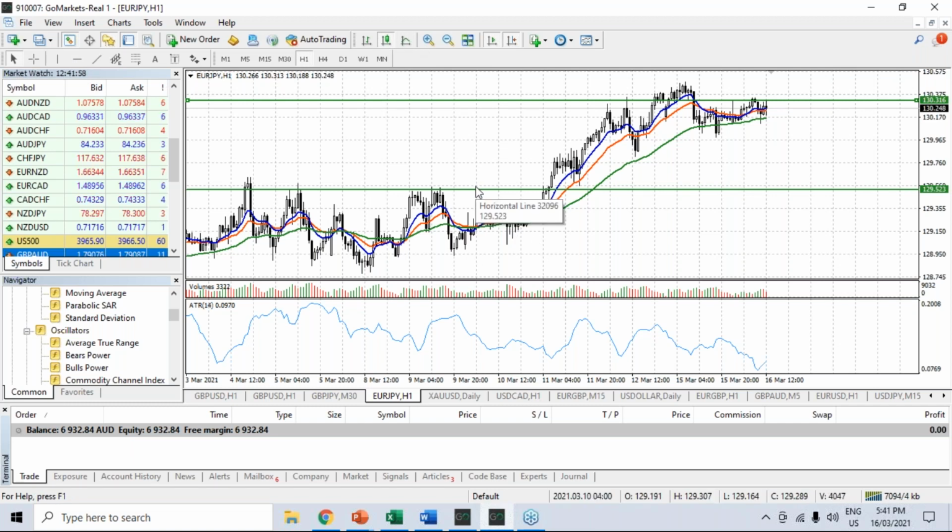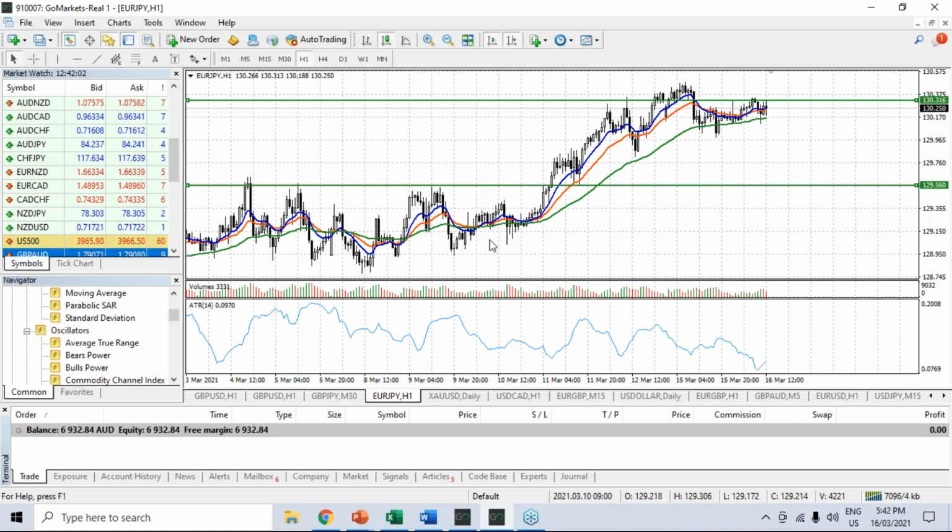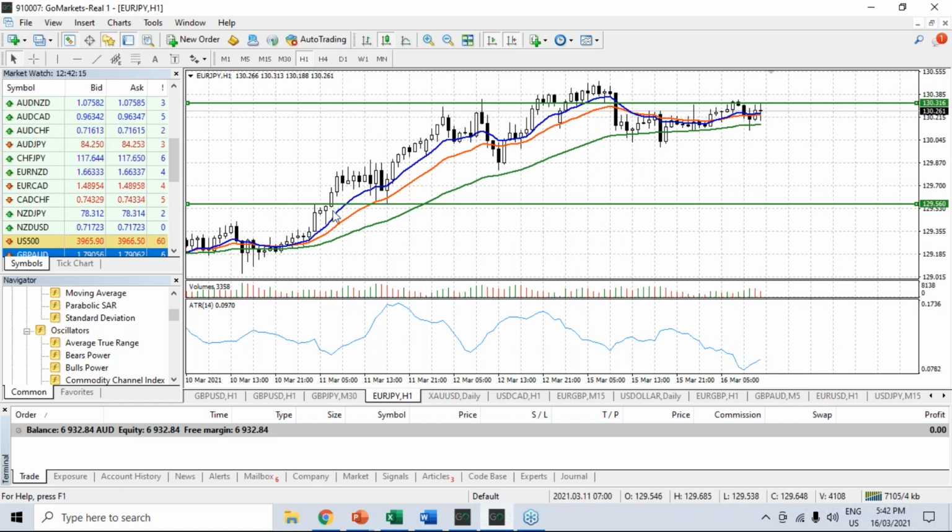Okay, so at this stage, let's get it accurate. There we go. So there's our resistance. You can see it's touched, touched, touched, and touched. And then we get a breakout. So we're getting a breakout at this point here.